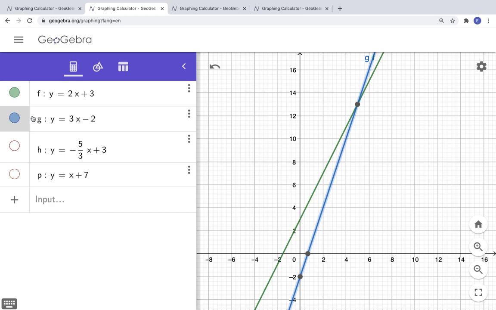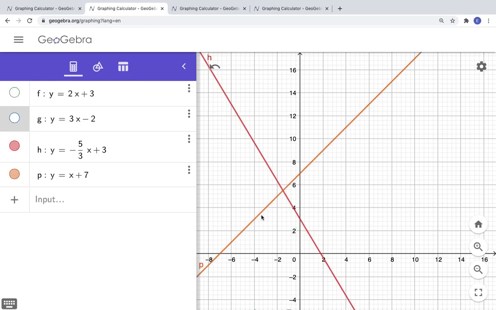This is the first set of equations. If we graph them, there's an intersecting point, so they intersect. How about the second set of equations? They also intersect, but they did not make a right angle, so it is not perpendicular. It is just an intersecting line. So observe their slopes. This one is negative 5/3, and this one, the slope is 1. So they have different slopes.